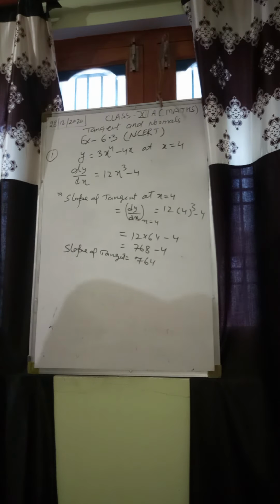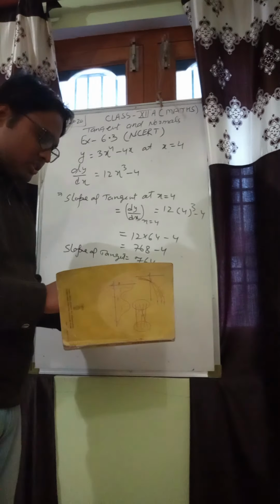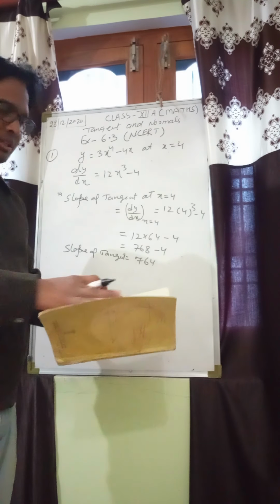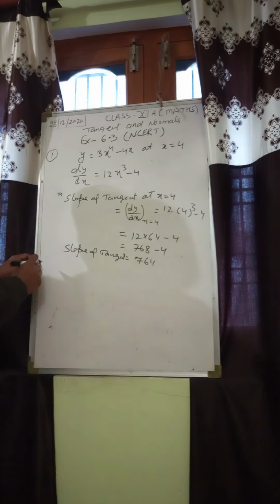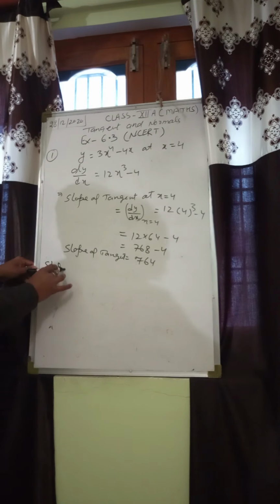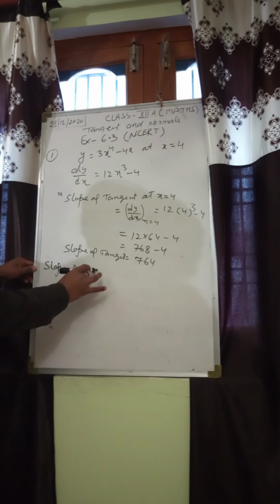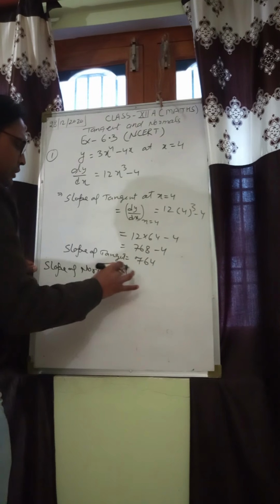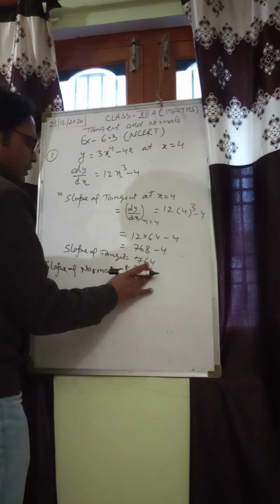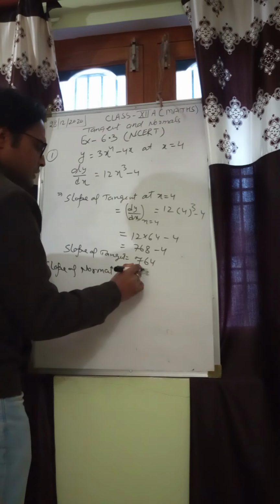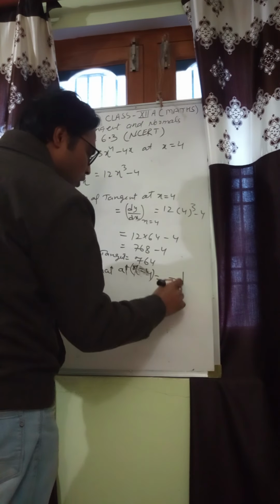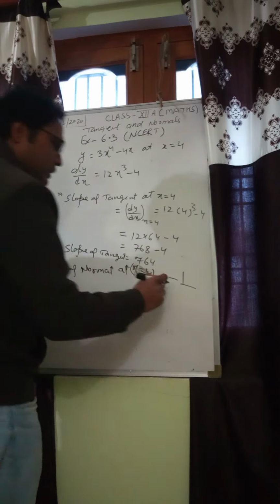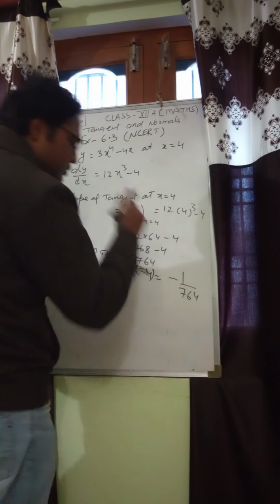764. You can check your answer whether it is correct or not. Exercise 6.3 question number first, that is 764. And if someone asked you what will be the slope of the normal at this point x is equal to 4, that will be minus 1 upon the slope of the tangent, that is 764.